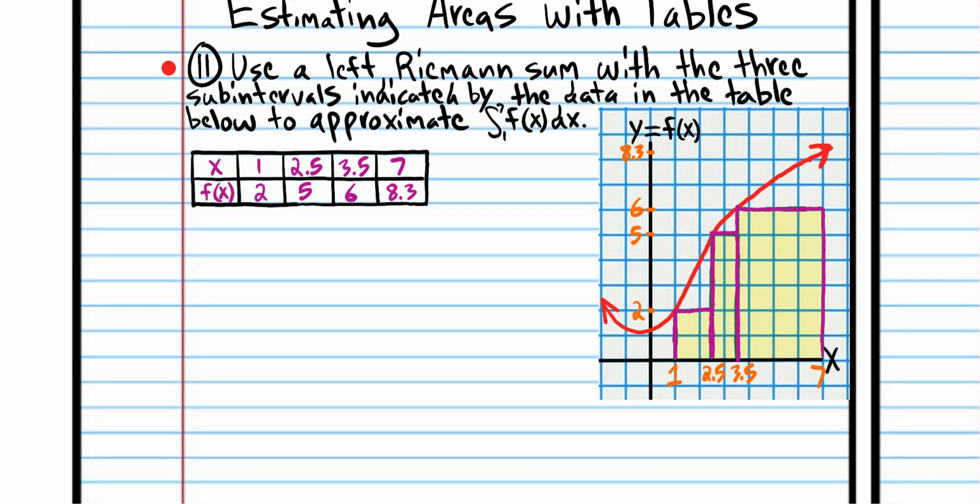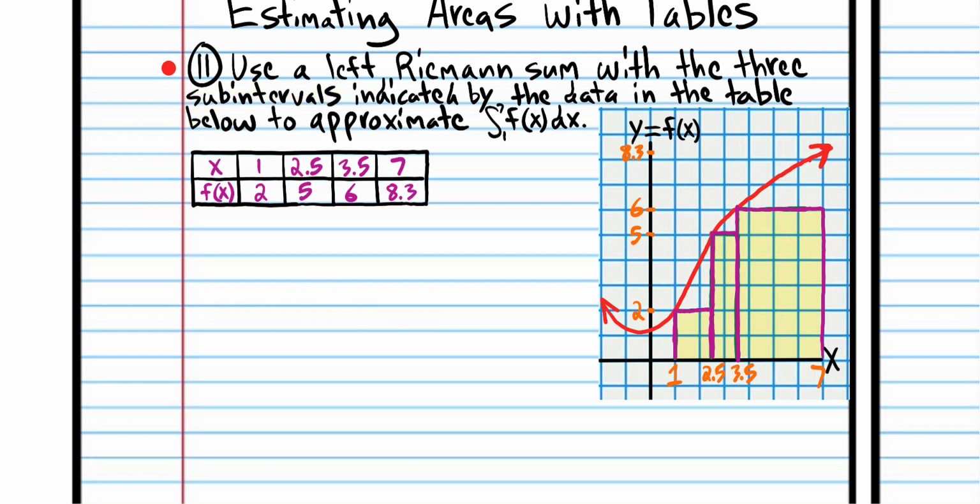So it says use a left Riemann sum with the 3 subintervals indicated by the data in the table below to approximate that integral. Now notice the fancy word subintervals. On the advanced placement test, they love to use fancy terminology, and they love to use grammar that is very confusing. They're doing that on purpose because they want to trip you up. The word subintervals, let's explain that a little bit.